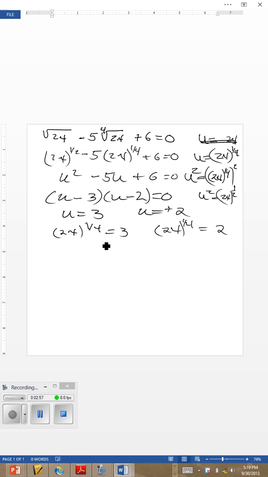But we don't like the 1/4 power, so we're going to take 2x to the 1/4 power and raise that to the 4th power, which we have to do on the other side since we have to keep the equation in balance. Solving that, this simply comes to 2x. And 3 to the 4th: 3 squared is 9, 3 cubed is 27, 3 to the 4th is 81. And of course, x would then be 81/2.